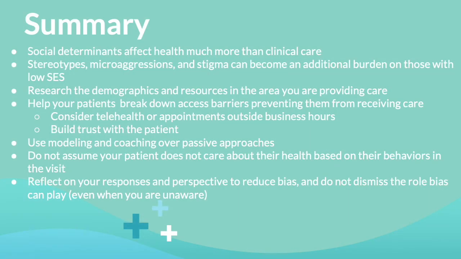We'll end this module with a few key points to summarize. First, it is important for you to understand the impact social determinants of health have on marginalized populations, especially in terms of low SES. As mentioned, social determinants affect 40% of health and well-being in U.S. adults, whereas clinical care only impacts 10%. People with low SES have to face an additional burden of stereotypes, microaggressions, and stigma based on their social class. These have a negative impact on health and well-being.